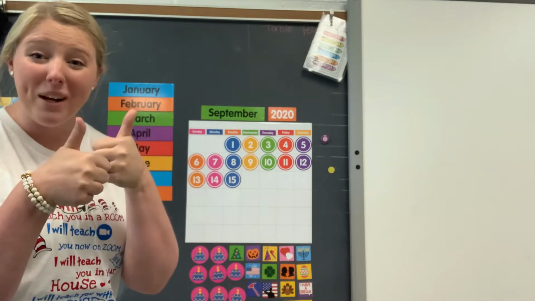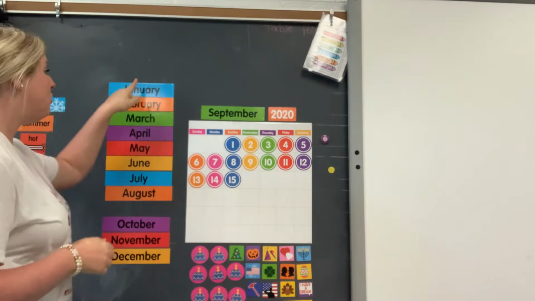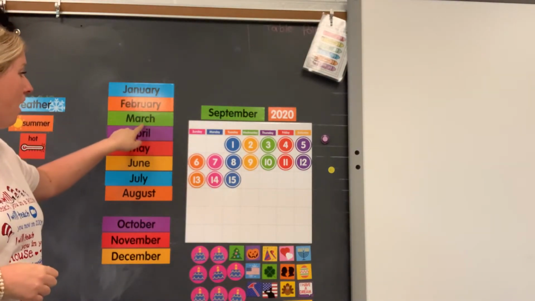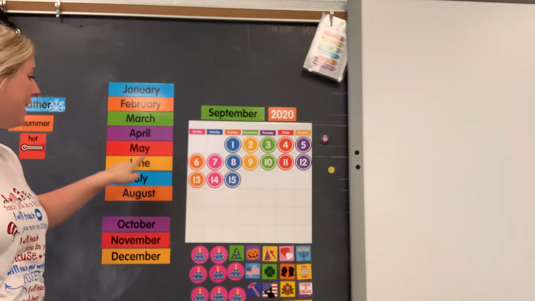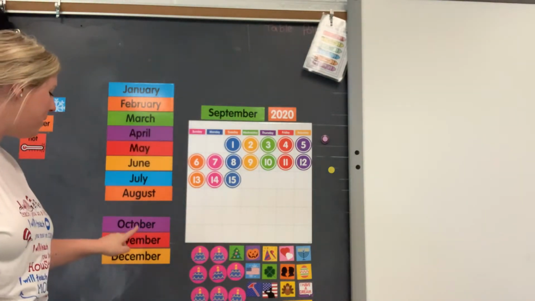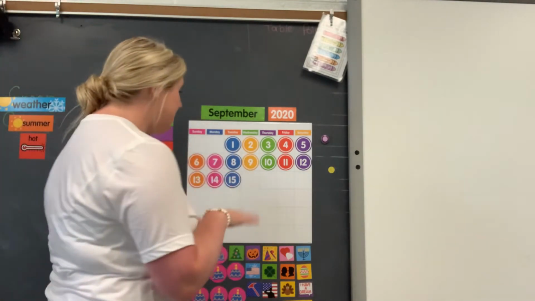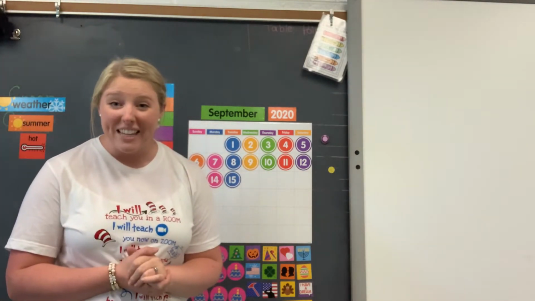Good job, boys and girls. All right, let's do our months of the year. Ready? January, February, March, April, May, June, July, August, September, October, November, December. Then we turn around. Good job, boys and girls.